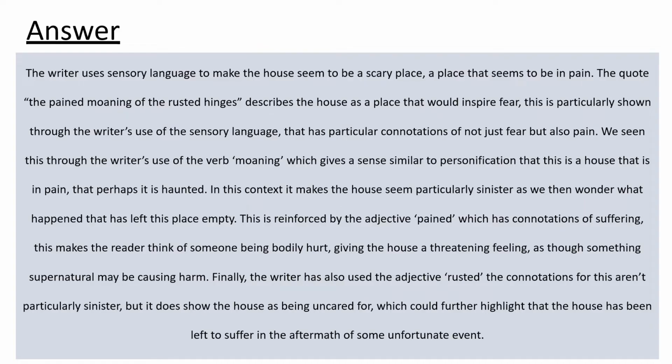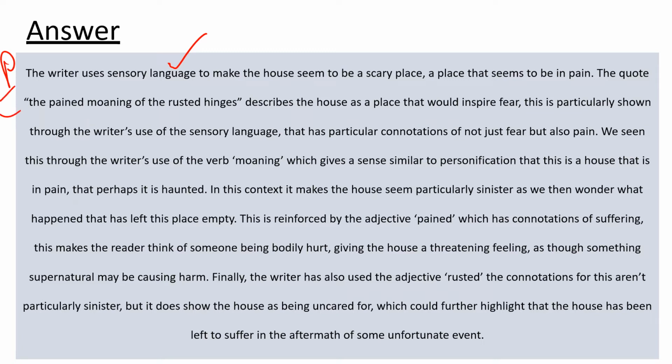So here's my answer. The writer uses sensory language to make the house seem to be a scary place, a place that seems to be in pain. So straight away, if I was the teacher, I'd give you a tick for using the sensory language because you've actually named the technique, and you've used your point. As you notice, a point tends to be quite short. The quote, "the pained moaning of the rusted hinges," is my evidence.